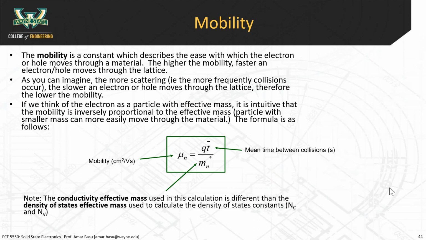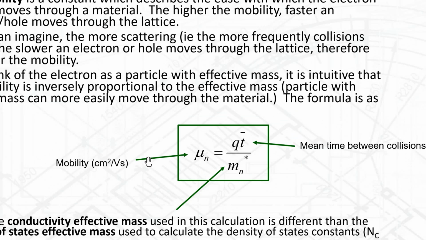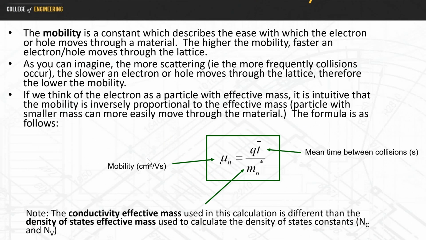Okay, so it's a bit of a busy slide, but this defines what mobility is. The mobility is a constant which describes the ease with which the electron or hole can move through the material. I mentioned higher mobility means the electron is moving faster through the lattice, with fewer collisions. Conversely, if you have more collisions, the mobility will be lower. So we can think of the electron as a particle with effective mass. I'll talk about effective mass later, so don't worry about that too much right now.